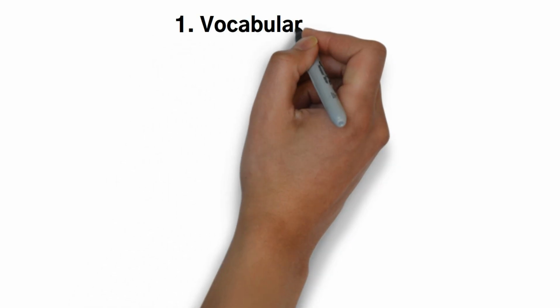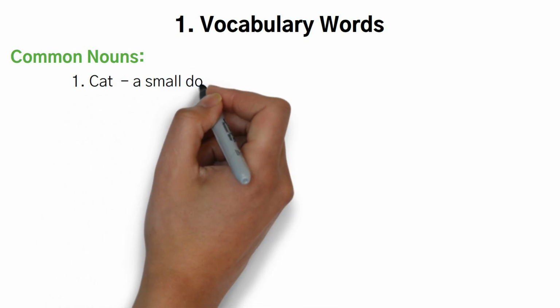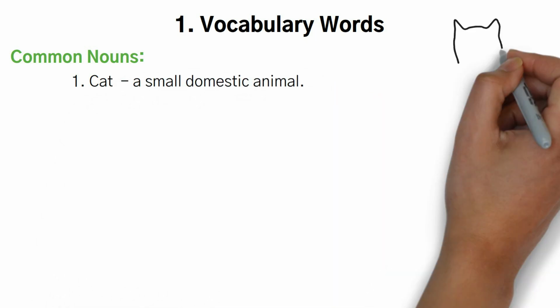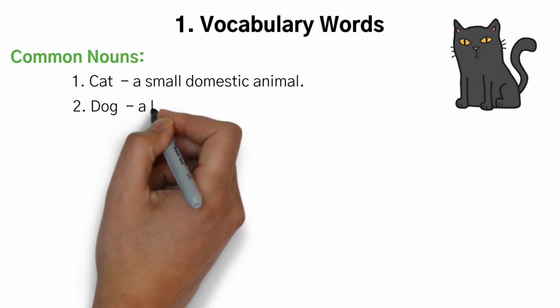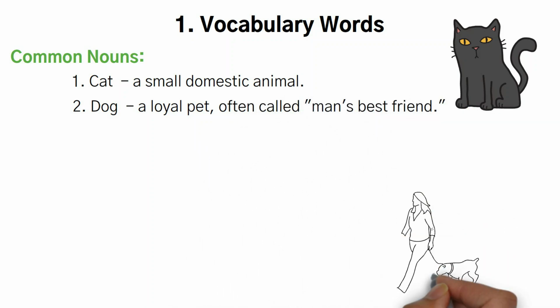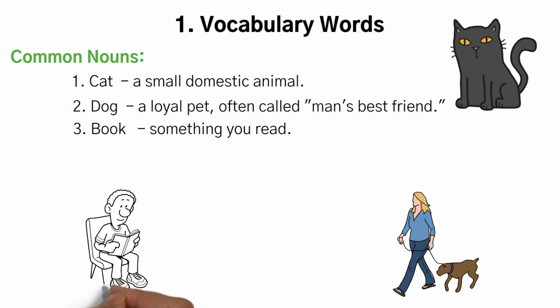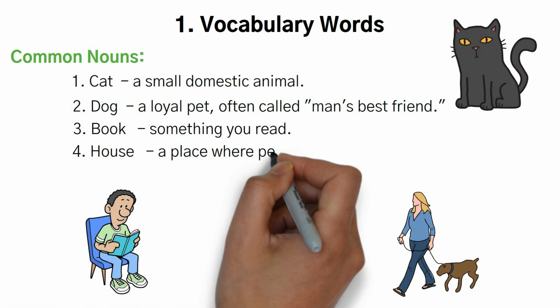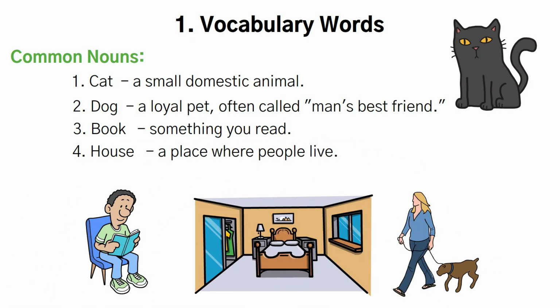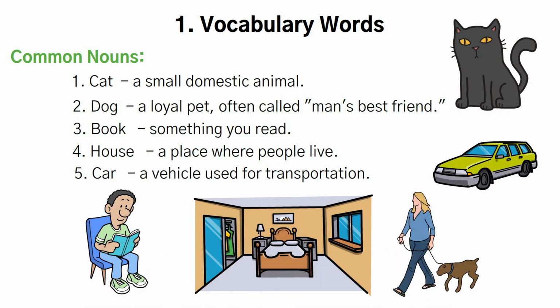1. Vocabulary words. Common nouns. Cat, a small domestic animal. Dog, a loyal pet, often called man's best friend. Book, something you read. House, a place where people live. Car, a vehicle used for transportation.